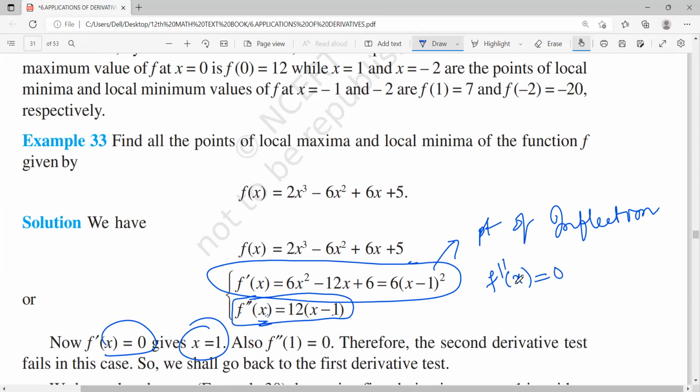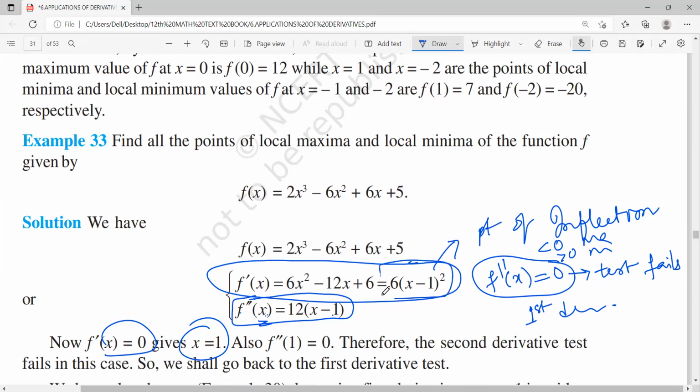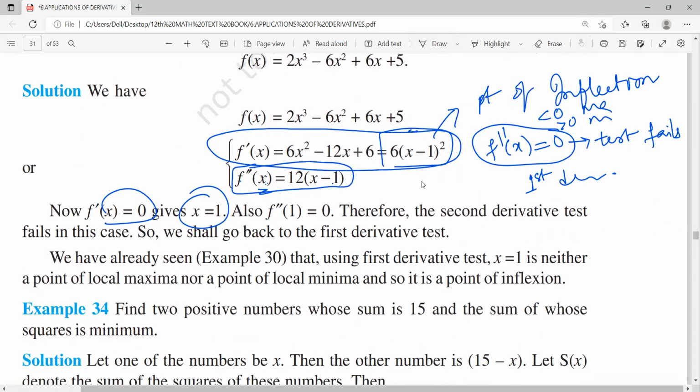0. If it is less than 0, maximum. Greater than 0, minimum. Equal to 0, then what? Test fails. If the test fails, go to the first derivative test. First derivative test, what will happen? If you substitute on the left side or right side, only the whole square is positive, it's not changing its sign. Therefore, that's called a point of inflection.